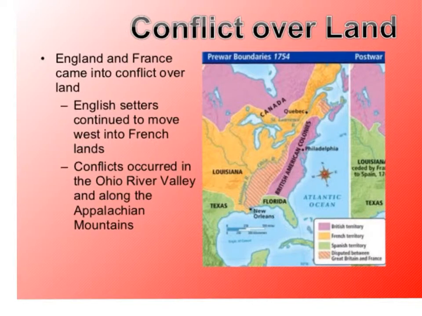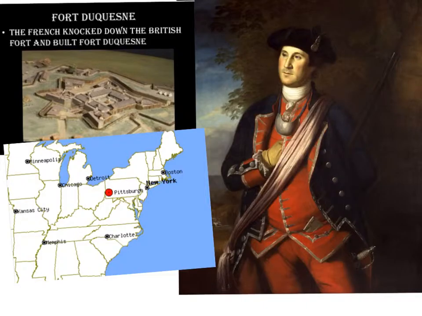This upset the Virginia colony, which claimed title to the land. In 1753, the Lieutenant Governor of Virginia sent a small group of soldiers to tell the French to leave. Their leader was a 21-year-old major named George Washington. Washington reported the French commander's reply.